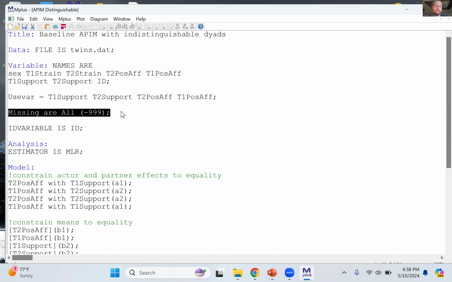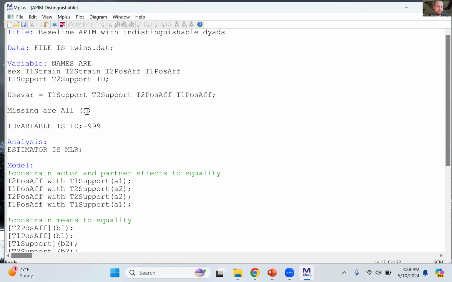We have a missing data command because there are some missing data values in this data set where we don't have 100% complete data, so we need to specify that. And if we don't specify the -999 here, Mplus is going to read that -999 as an actual possible value. And not surprisingly, that's going to throw your results all out of whack.